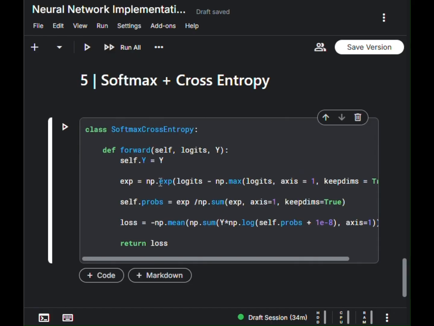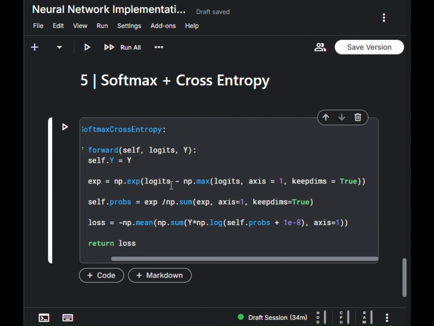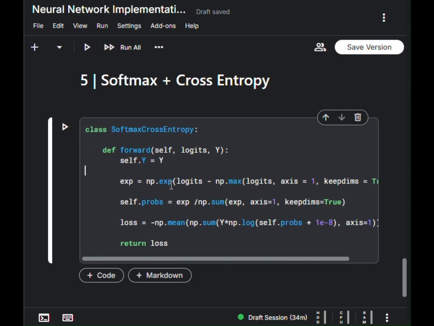And for the stable exponentiation, we are using this expression. This calculates the exponential of the logits, subtracting the maximum logit value per row, which is a vital trick called numerical stability. This prevents numbers from getting so large that they break your computer's memory. That means NaN errors will not occur if we do it like this.